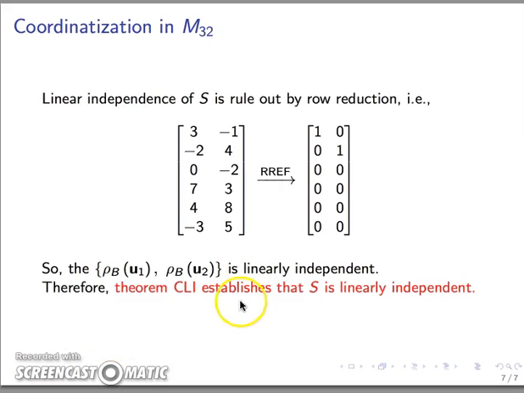And so the theorem that we're discussing in this lecture establishes that the set S is therefore linearly independent.